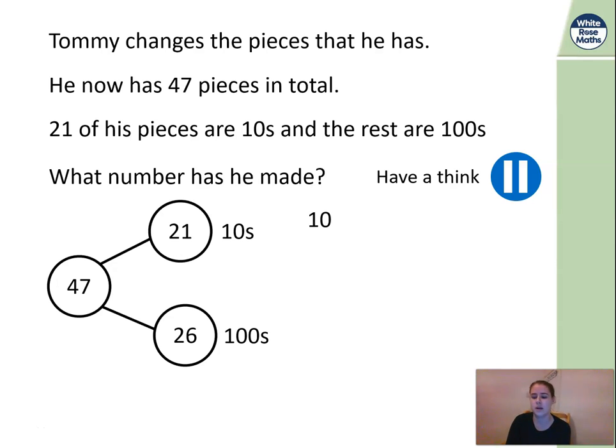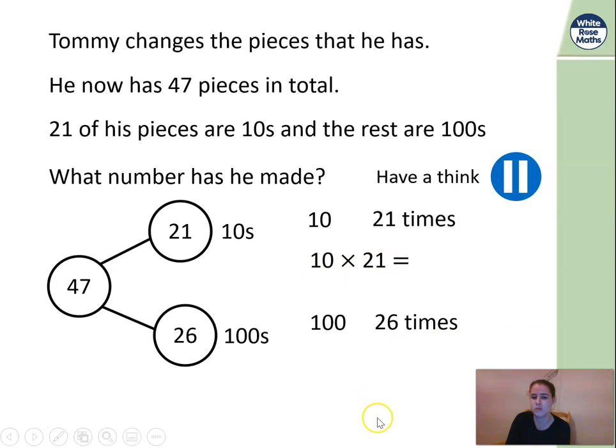So now we need to work out what our number sentence is going to be. So we have to do some multiplication now. Our problem is not quite yet finished. We now need to work out how many pieces he's then got for all of those numbers. So we have 10 squares and he has them 21 times. For the hundreds, he has those 26 times. Therefore, the number sentence for this one would be 10 times 21. The answer would be 210. And here my number sentence would be 100 times 26, which is going to give us 2,600.